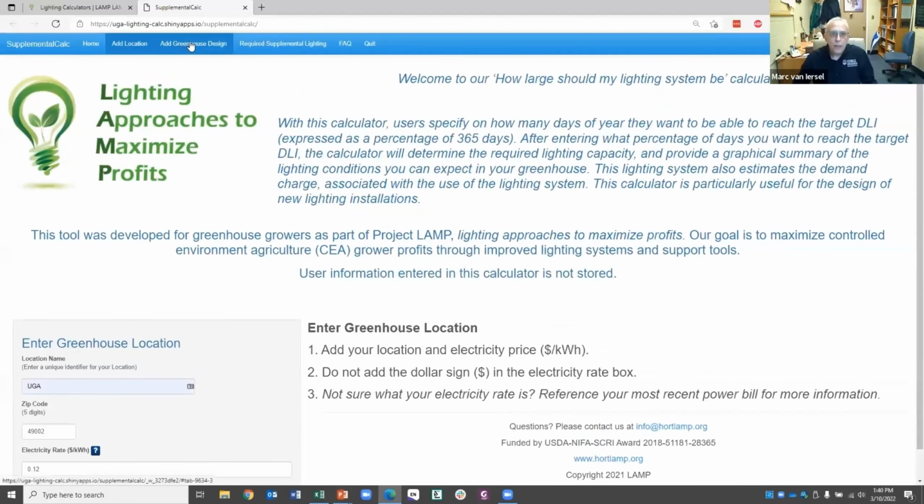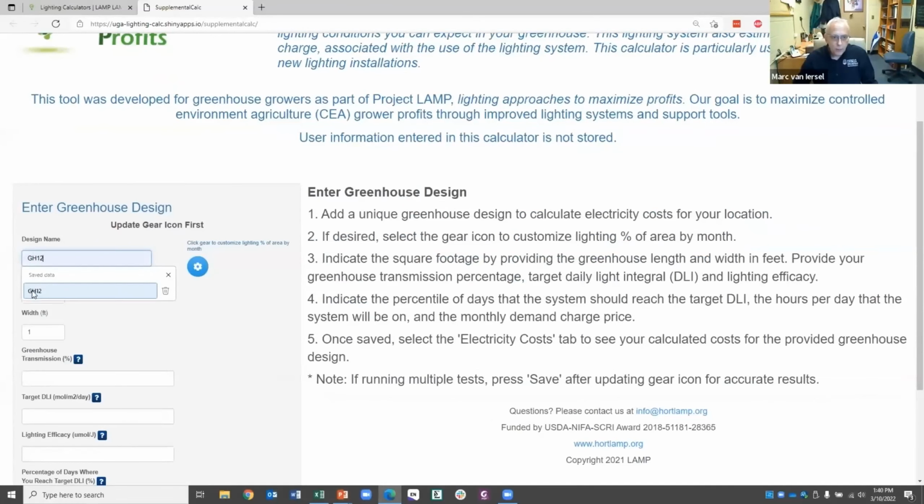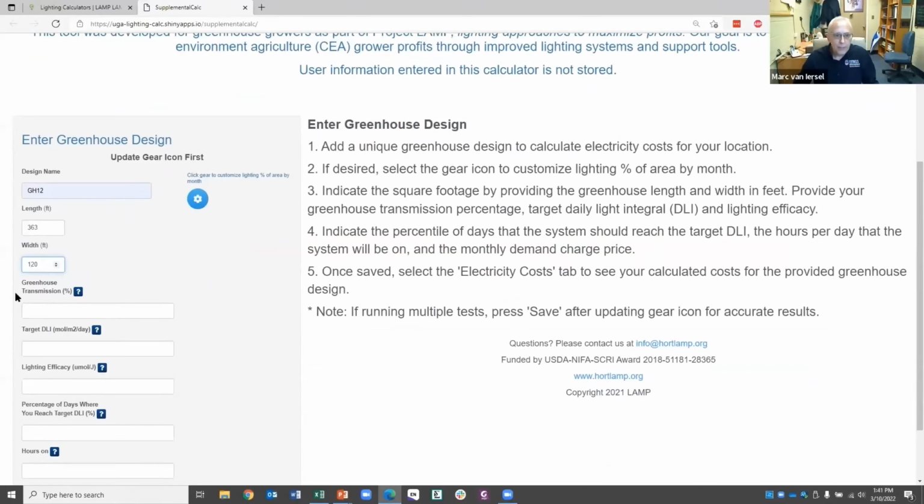So I go back to the top, click on add greenhouse design. I'm going to call my greenhouse greenhouse 12, and I'm going to say that my greenhouse is 363 feet long, 120 feet wide, and I picked those numbers because that ends up then being 1 acre. You have to specify the transmission of your greenhouse, and if you click on the arrow, it gives you some guidance. We're going to assume, let's say, a 60% transmission rate.